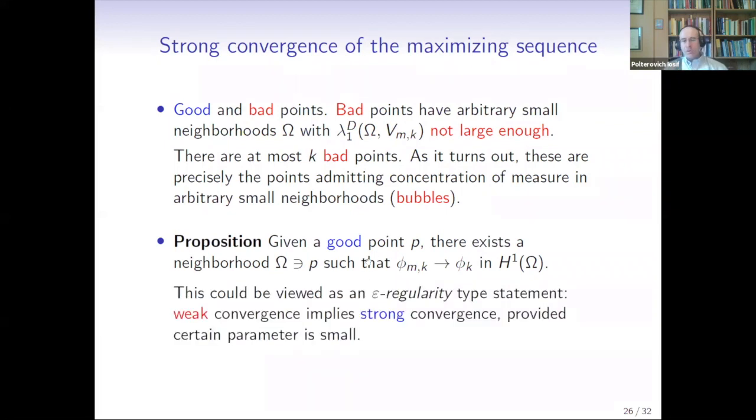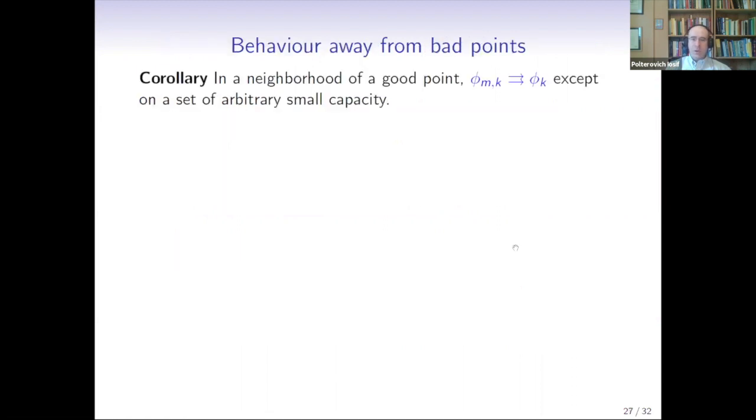And this could be viewed as what is called an epsilon regularity type statement. In geometric analysis, these are statements which say that weak convergence implies strong convergence, provided something is small. And here, the small parameter is 1 over the first Dirichlet eigenvalue. So we do have strong convergence, however, outside neighborhoods of some finite number of points. And then from the strong convergence in H1, by standard arguments, one can show that in a neighborhood of a good point, you will actually have uniform convergence except on a set of arbitrarily small capacity. So you will get more or less what you hoped for.